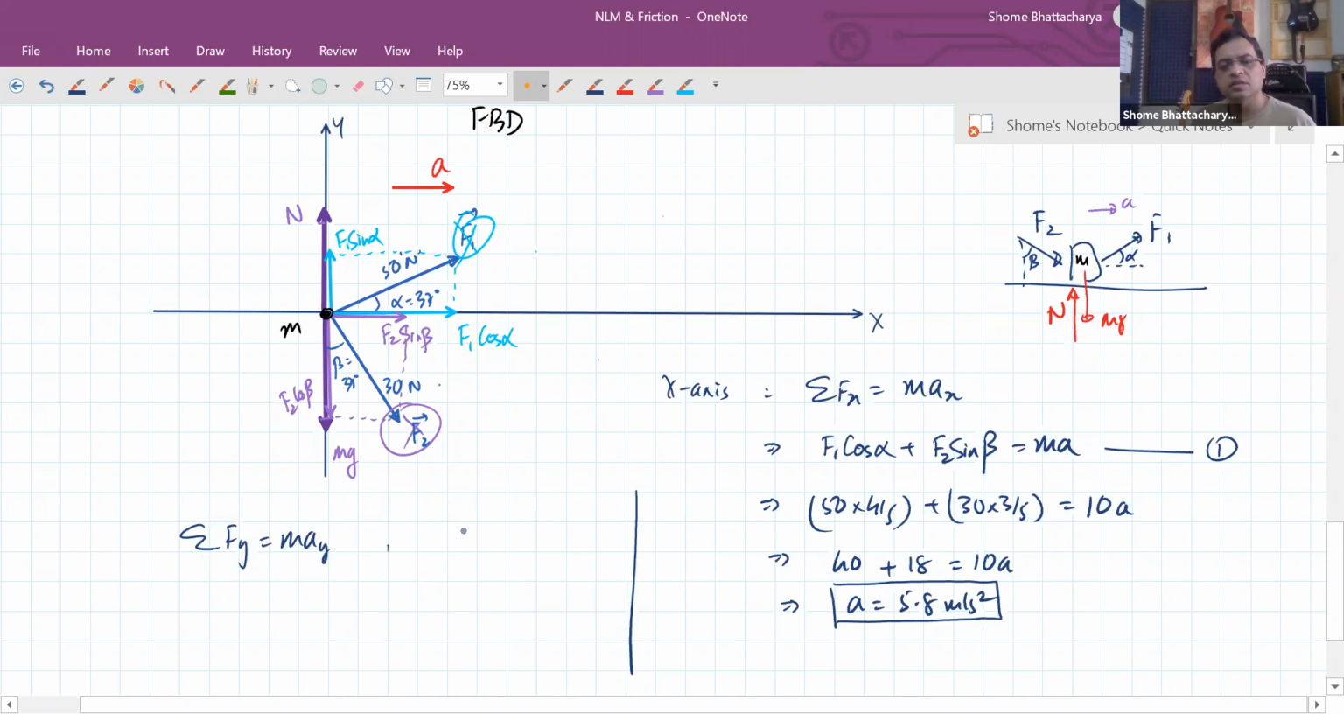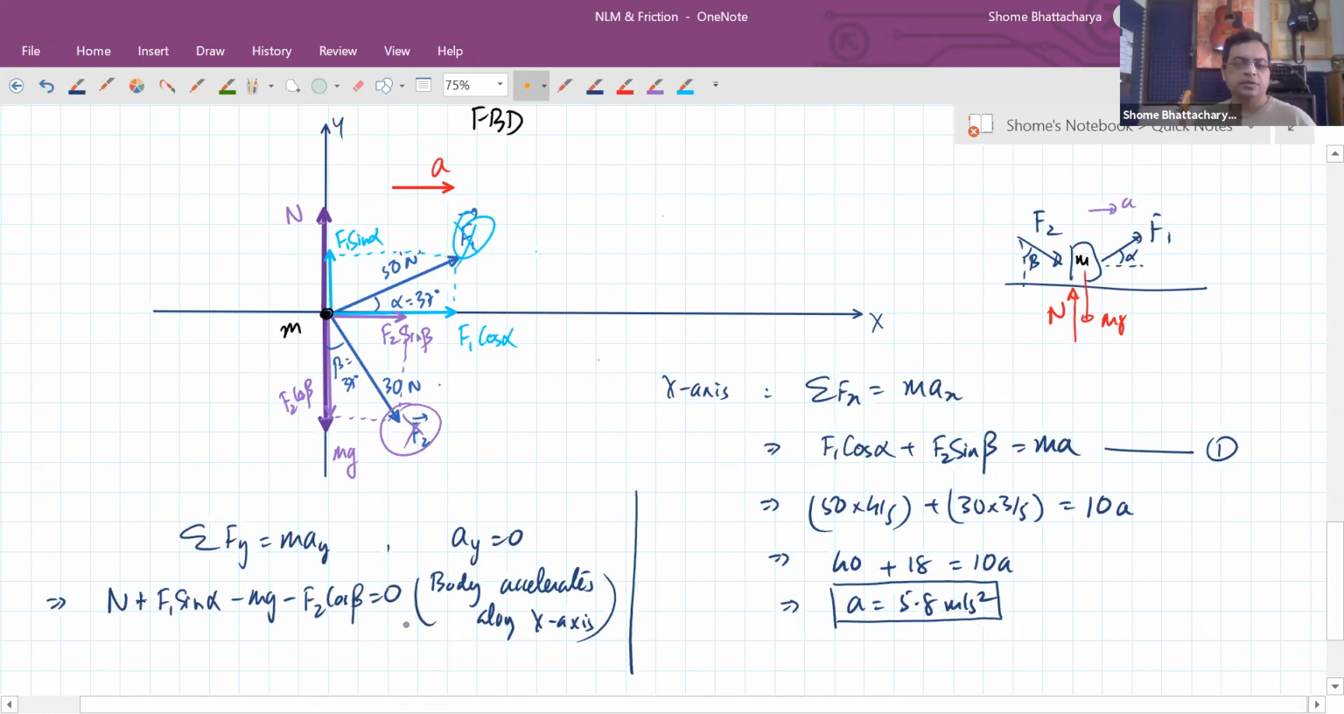Now we can see that the y component of acceleration is 0 because the body is moving along the x-axis. So because of that, the forces will get balanced. Okay. So normal reaction plus F1 sine alpha minus mg minus F2 cos beta should be equal to 0.